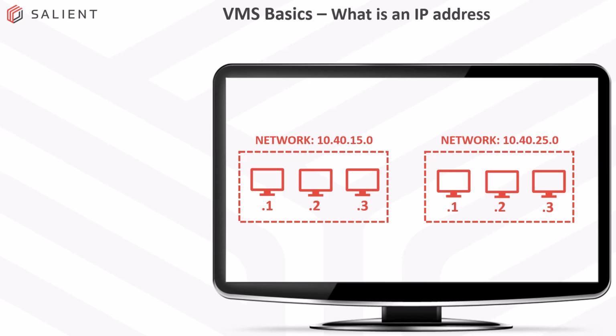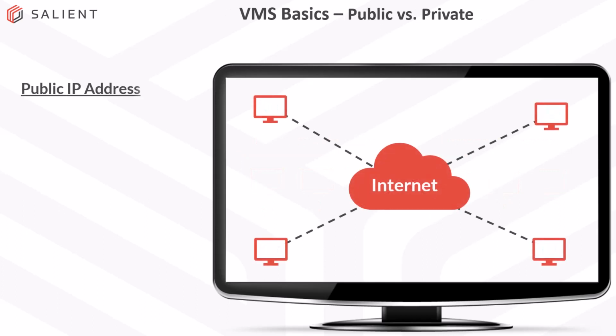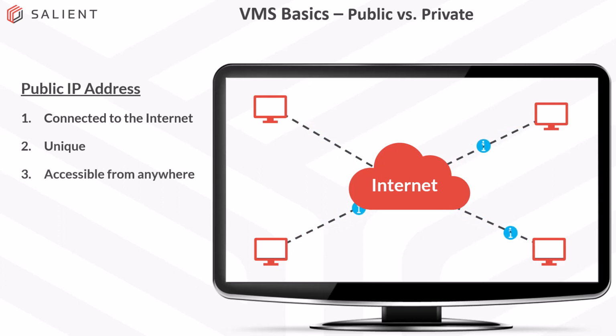With the basics out of the way, let's look at the difference between public and private IPs. Now, public IP addresses are assigned to devices directly connected to the Internet and are supplied by your Internet service provider or come from a pool of addresses owned by your company. These addresses are unique and can only be assigned to one device in the world at any given time. They can be accessed from anywhere on the Internet.